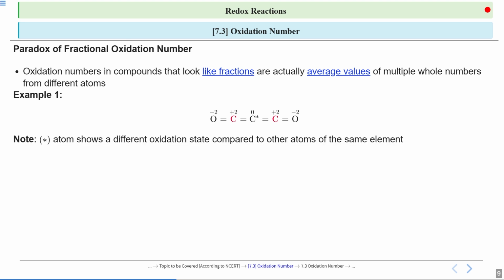So what does this star marking here? The star atom shows a different oxidation state as compared to the other atom of the same element. That means if you look at an element like carbon, you will find that among these 3 carbons, 2 carbons have an oxidation state of +2, while the central one, marked with a star, has an oxidation state of 0. So how is it concluded?